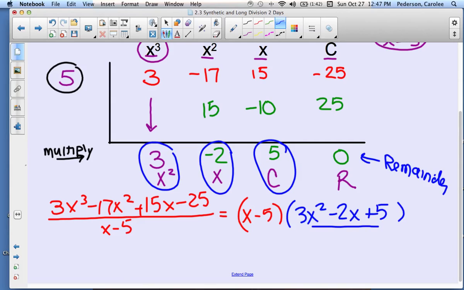I could then go out and continue factoring the trinomial in the blue. I could probably use the AC method and see if that was factorable to make this completely factorized.